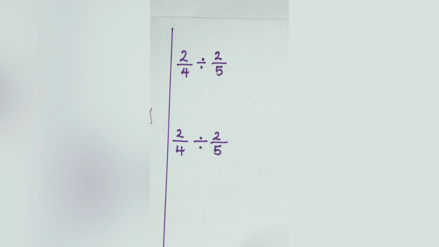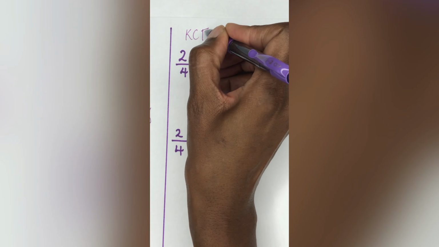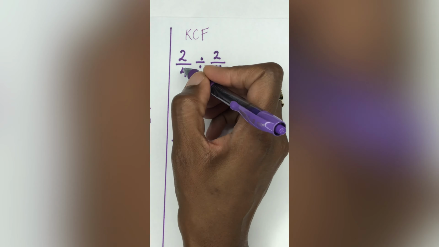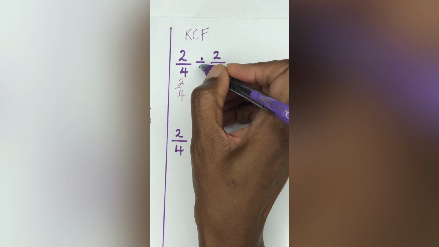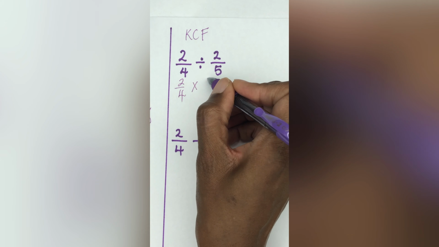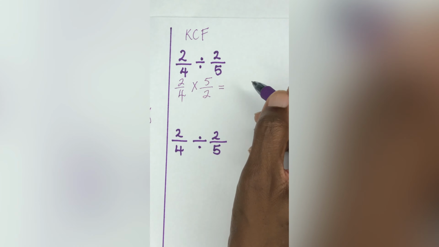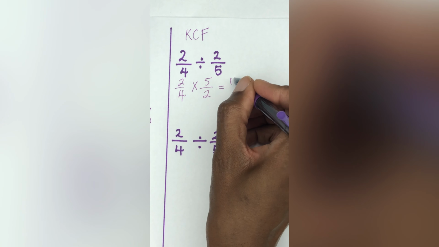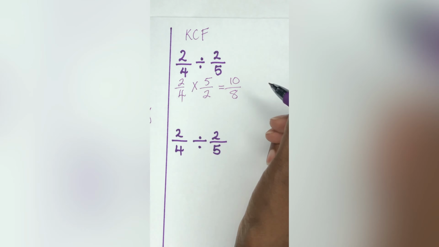So we have 2/4 divided by 2/5. So we're going to use the keep, change, flip for the first part of it. So we're going to keep the 2/4. We're going to change the operation to a multiplication sign, and then we are going to flip and make it 5/2. All right, then we go ahead and we multiply across. 2 times 5 is 10. 4 times 2 is 8.